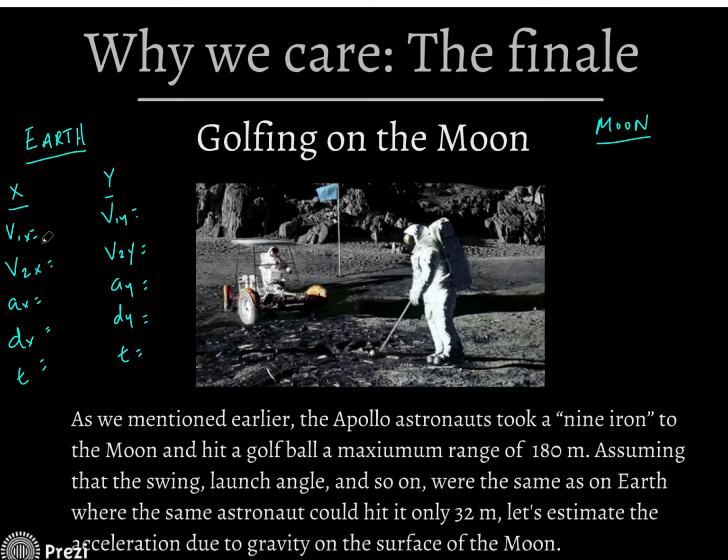So v1x is going to be, since this is maximum range, that automatically tells us we're dealing with 45 degrees. So this is going to be whatever that v is, cos of 45 degrees. Again, this has got to be the same, no acceleration, so ax is 0. And the range on the Earth was 32 meters. We don't know the time. We might need to know the time. The initial velocity in the y direction is going to be v sine of 45.